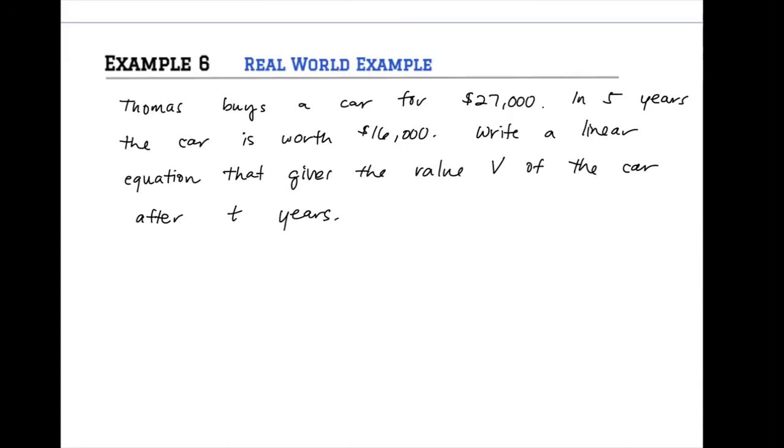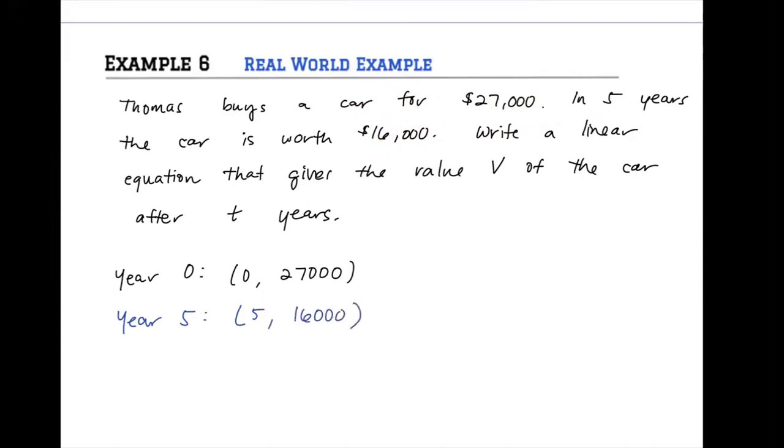Okay, so even though it doesn't look like it, this is similar to what we've been doing the whole lesson. So if you buy a car initially for $27,000, 5 years later, this is what the car is worth. So at the beginning, no time has passed because when you buy the car, no time has passed. So at time zero, we can write as a point 0, comma, the car is worth $27,000. So this is at year 0. And then in year 5, you can think about that as 5 years later, the car is worth $16,000.